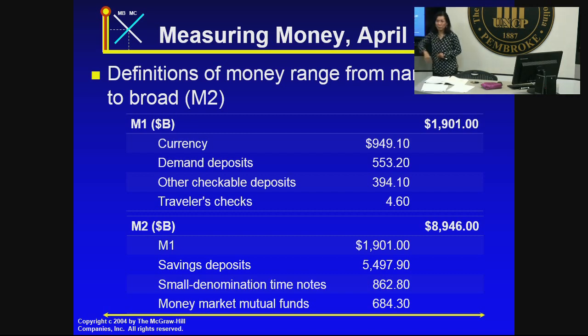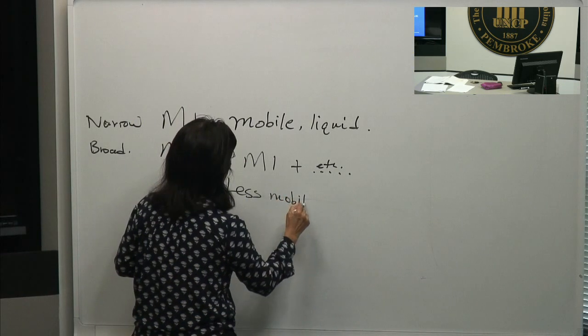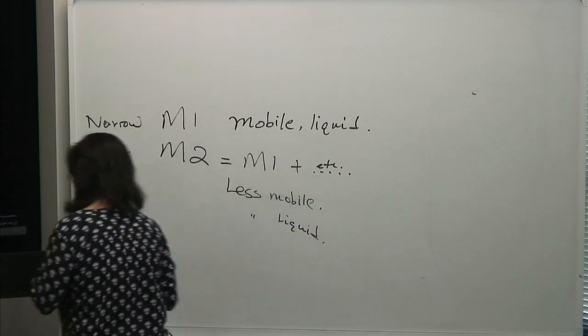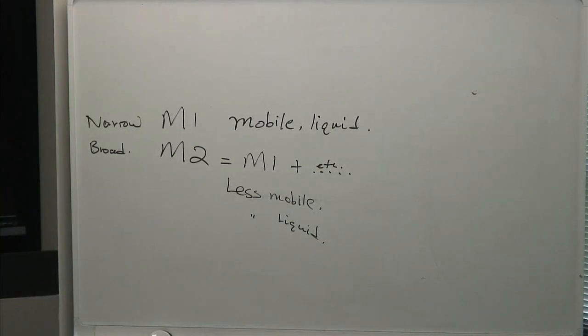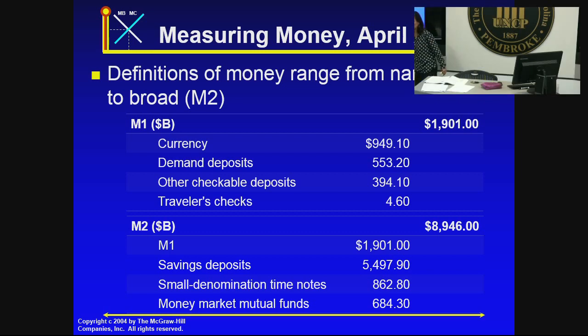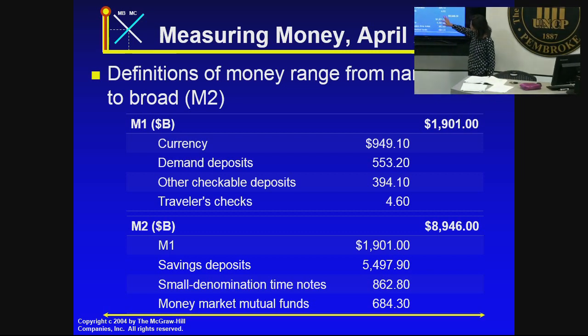Now when it comes to M2, it's not as liquid. It's not as mobile. So we say, this is not as mobile, and this is not as liquid. What that means is that it takes time to convert whatever assets you have that are considered M2 other than M1. Examples would be savings deposits, small denomination time notes, money market mutual funds.